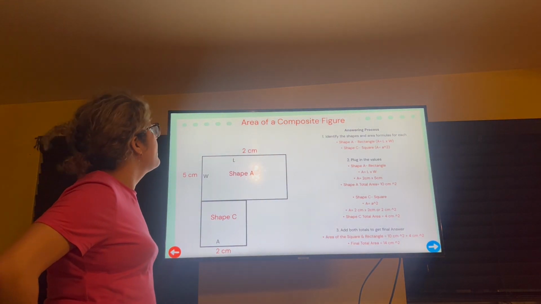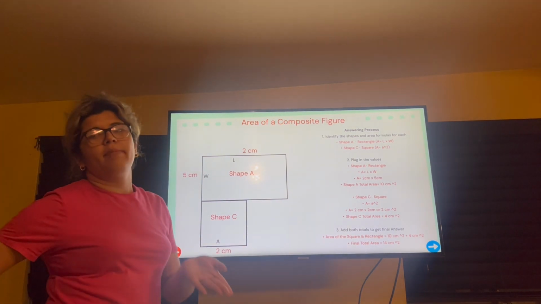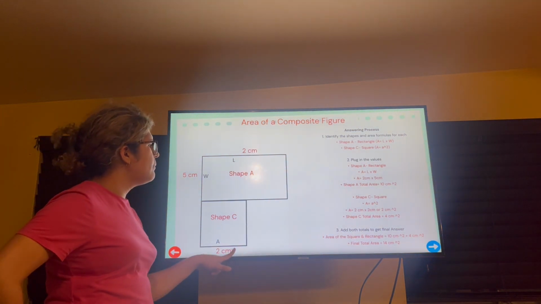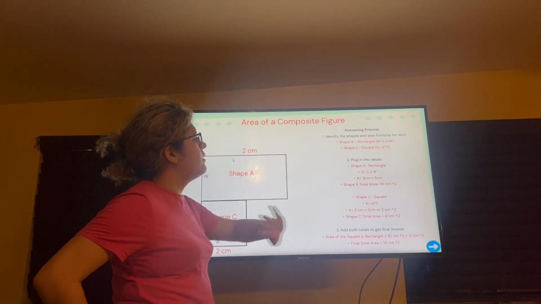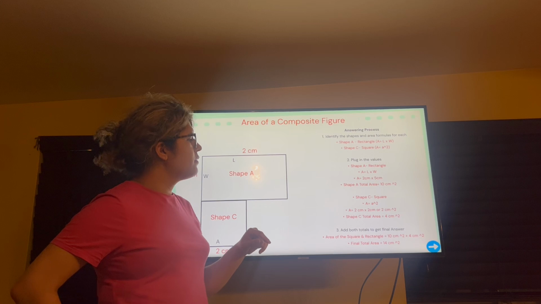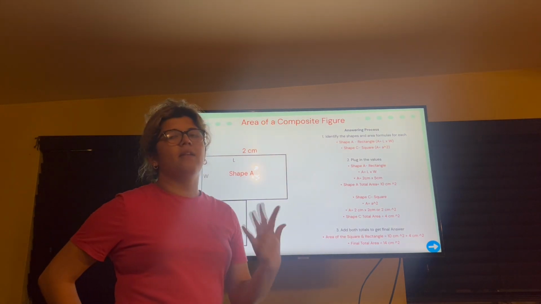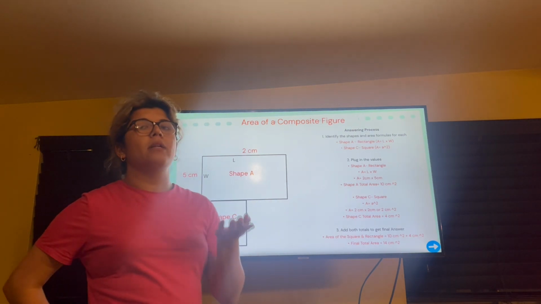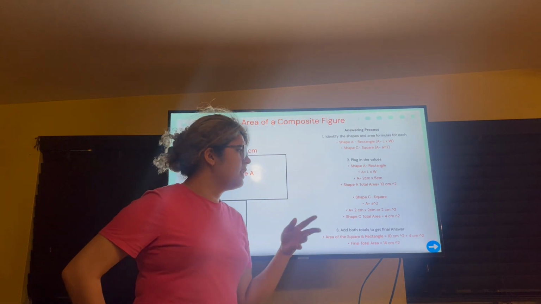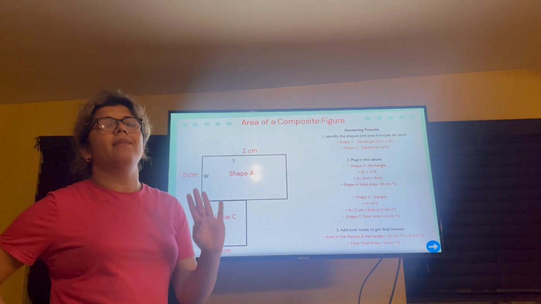So we plug in the values. For shape A, it would be 2 centimeters times 5 centimeters, so the total area for that would be 10 square centimeters. And for the square, it would be 2 times 2, and that total area is 4 square centimeters. Then our final step is to add both totals to get the final answer, with respect to square measurement. So we'll add them both, 10 square centimeters plus 4 square centimeters, and our final total area will be 14 square centimeters.